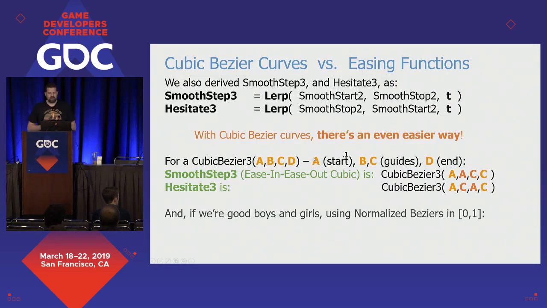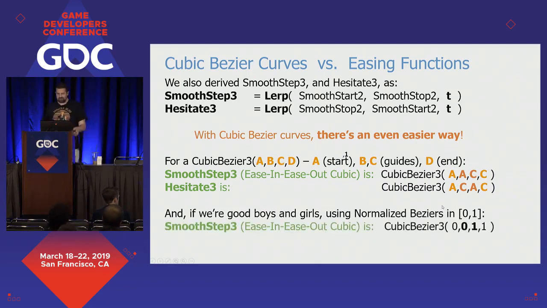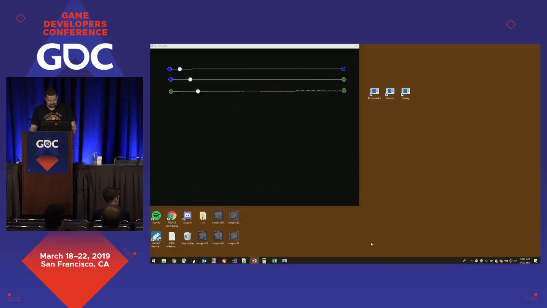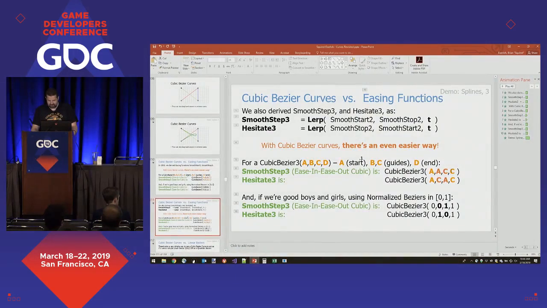All right, so here we have those formulations. And again, the smooth step is take the B and C and shove them to the outside, and the hesitate is to sort of crisscross them. And again, that looks really nice in normalized. And, whoops, I think I have a typo on that page.